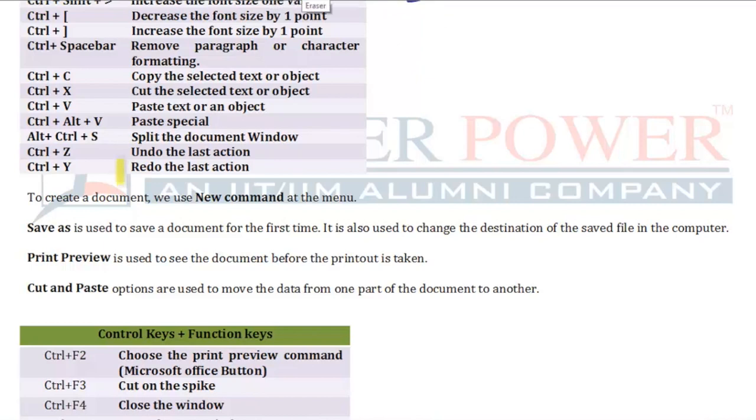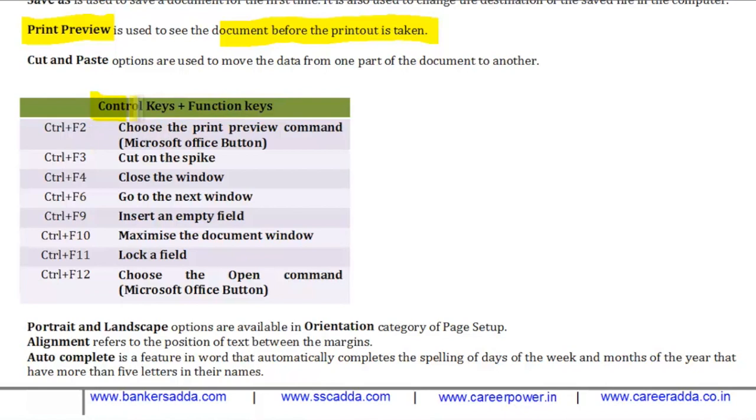Now what is a print preview? As the name tells itself, the print preview is used to see the document before the printout is taken. In this table, you can see some control keys and some functional keys, and these combinations make shortcut keys for different functions. For example, for closing the window, you can use Control plus F4, and to go to the next window, you can use Control plus F6. Remember that we have functional keys from F1 to F12 on a normal computer keyboard.